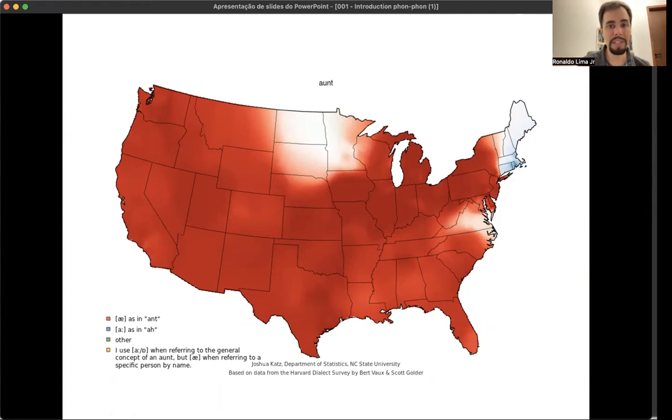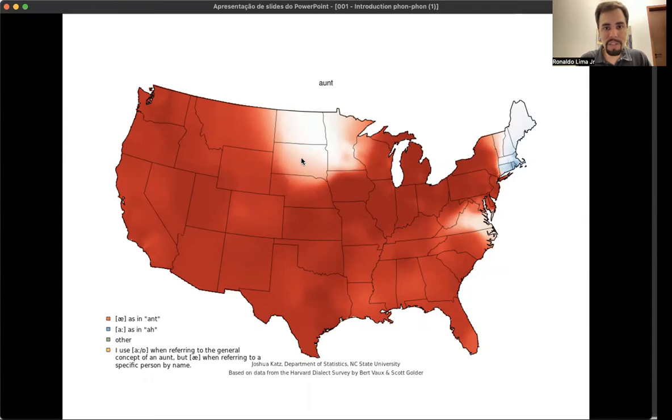So the question here was, how do you pronounce this word, AUNT? And the options were using a as in "ant," or using a as in "ah," right? So you pronounce this "ant" or "aunt," okay? And you see that most of the United States, very dark red color, almost throughout the United States, they will pronounce this word "ant," right? But there is this little region here in the Northeast that they will favor "aunt."